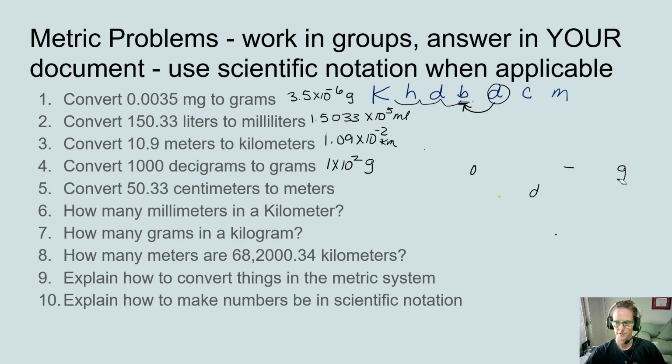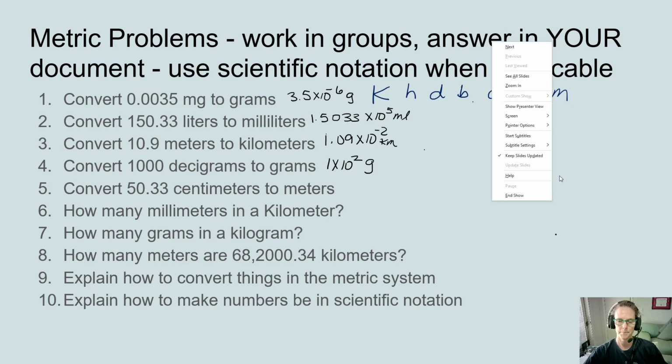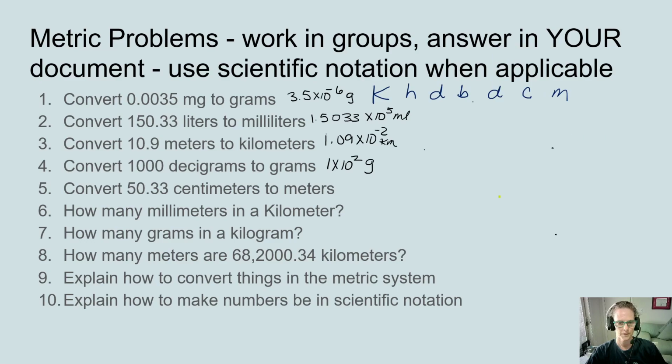Okay, so now number 5. Number 5 is telling us how many millimeters in a, oh, I skipped. Number 5, convert 50.33 centimeters to meters. So I'm going from centimeters to meters. That's only 2 spots over, so it's going to be 10, 100.